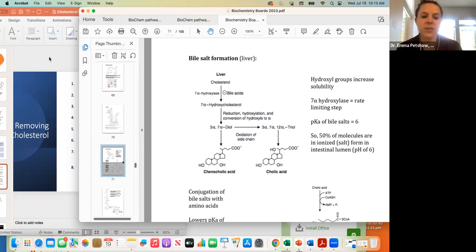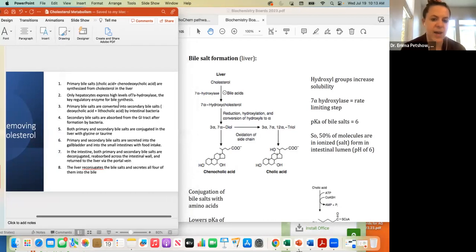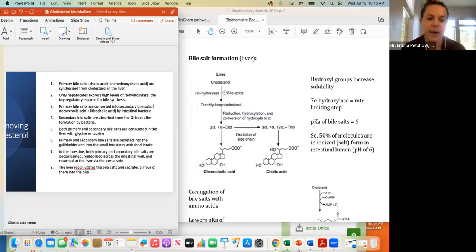So I'm going to walk us through the words first on the left, and then we'll look at a picture on these next 2 slides. So I have a picture over on the right-hand side. When we remove cholesterol from circulation, we are doing so often to create primary bile salts. Primary bile salts are cholic acid plus chenodeoxycholic acid, and they are synthesized from cholesterol in the liver.